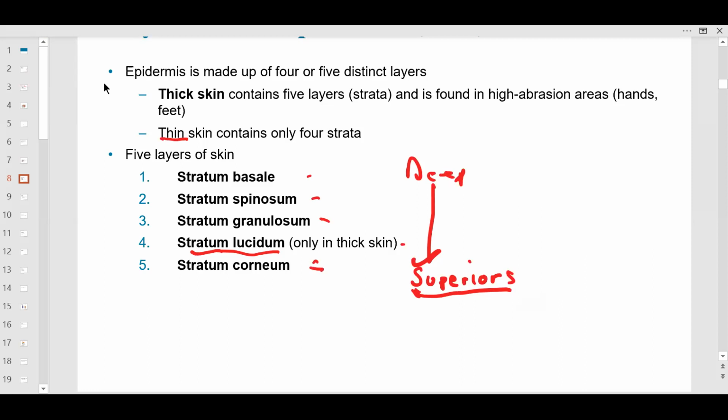So you'll be ordering these layers, and I'll say thick or thin skin. So you just take out the lucidum if it's thin skin.